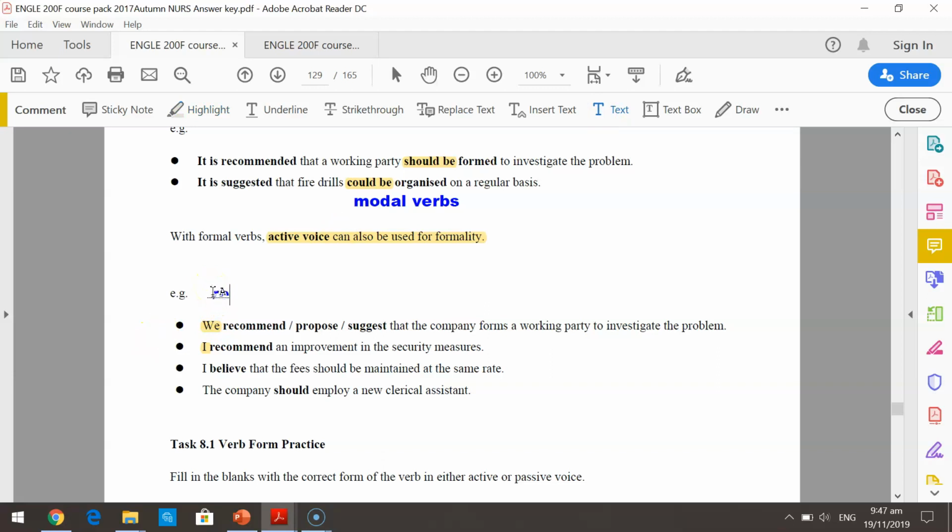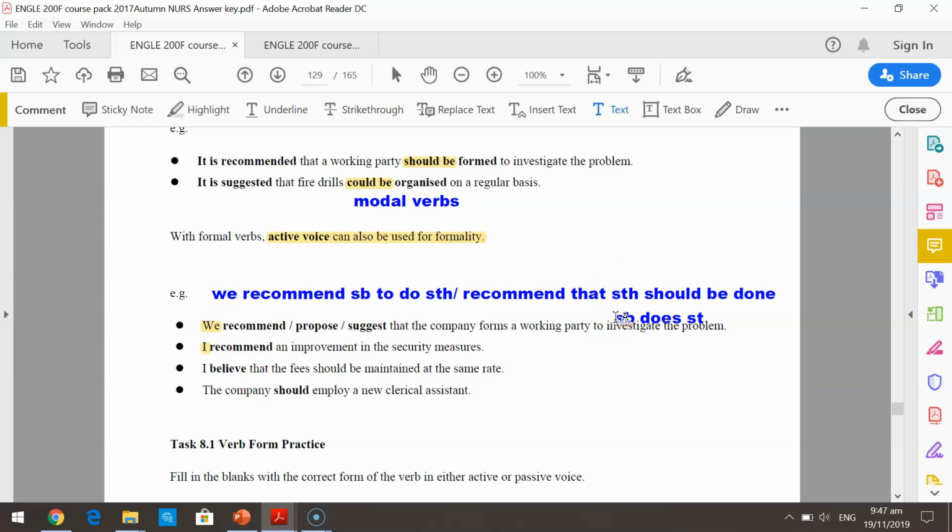Say, for example, when we use the word recommend, we say we recommend somebody to do something, or we recommend that something should be done, or somebody does something. When you use the word suggest, we say we suggest that somebody does something, or something should be done, or we suggest doing something.